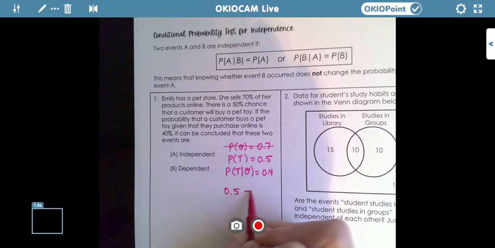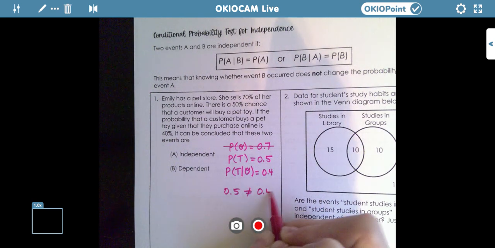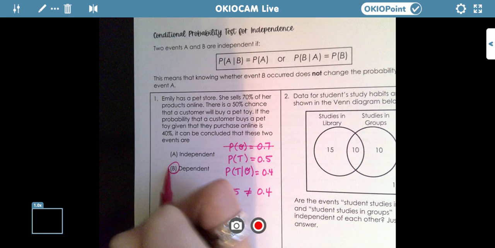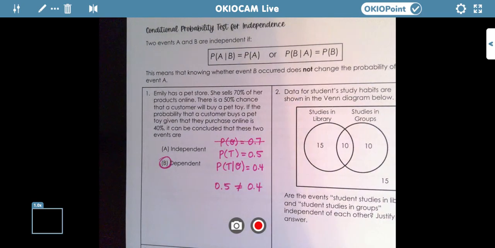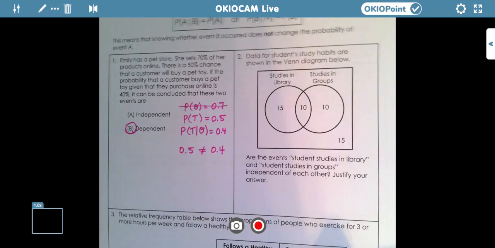Well, 0.5 is not equal to 0.4. If they're not equal, then they're dependent. So yes, buying online is affecting whether or not we're buying a toy. That's what that's saying. All right, let's look at another.